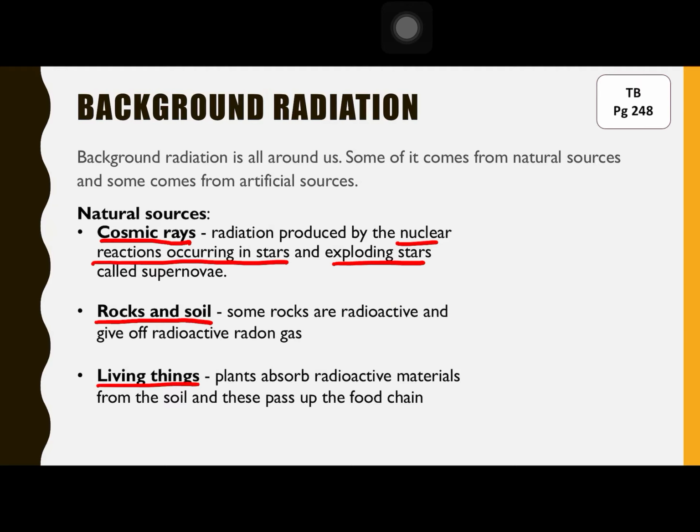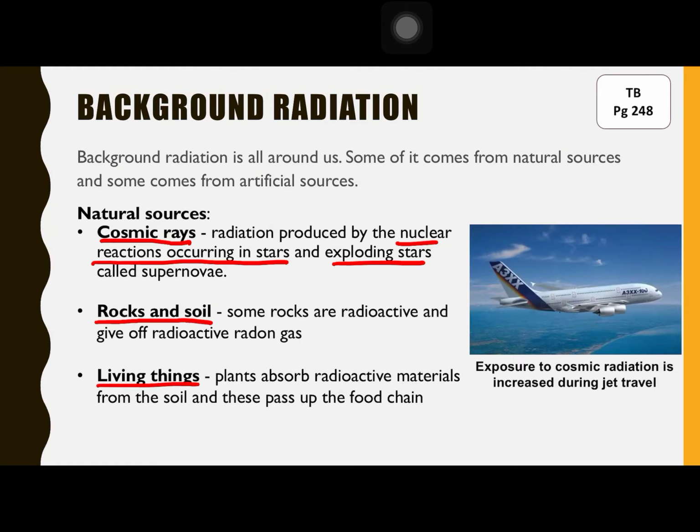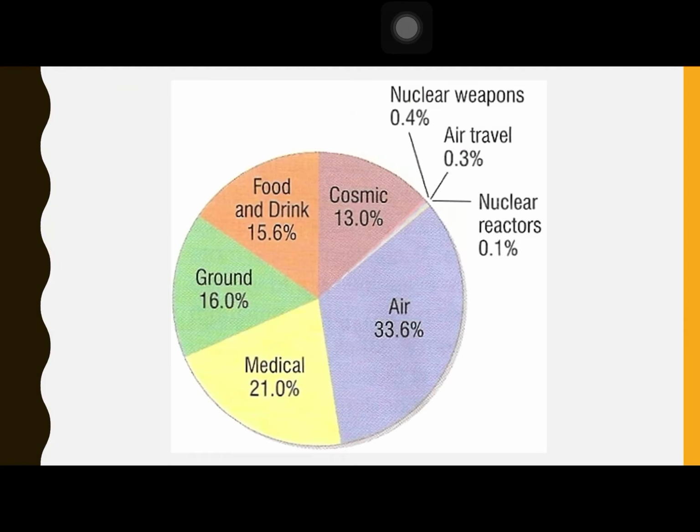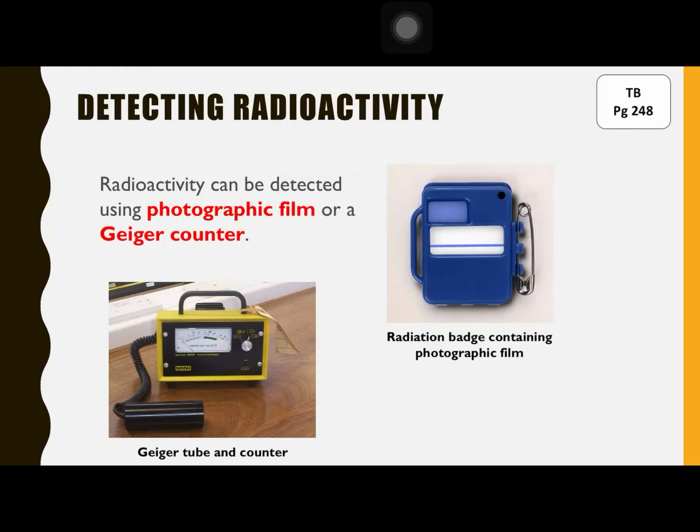Okay, and living things. So your plants, when they absorb radioactive materials from the soil, then pass it up the food chain. Now, the higher up you go, the more exposed you are to cosmic radiation. Now, this is a general percentage of where the background radiation that we face comes from.